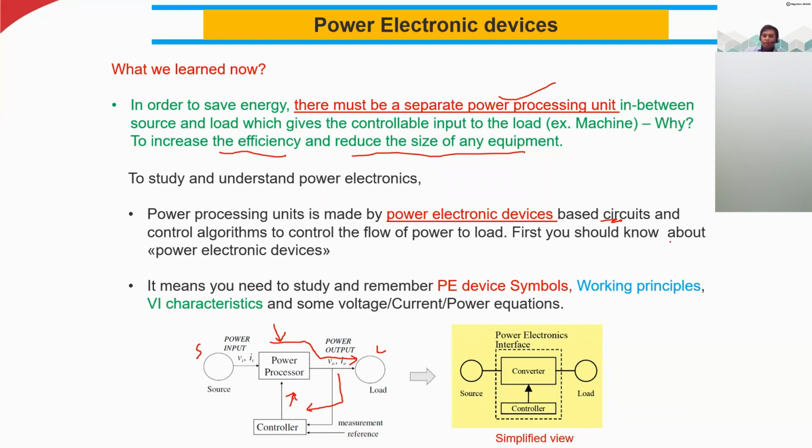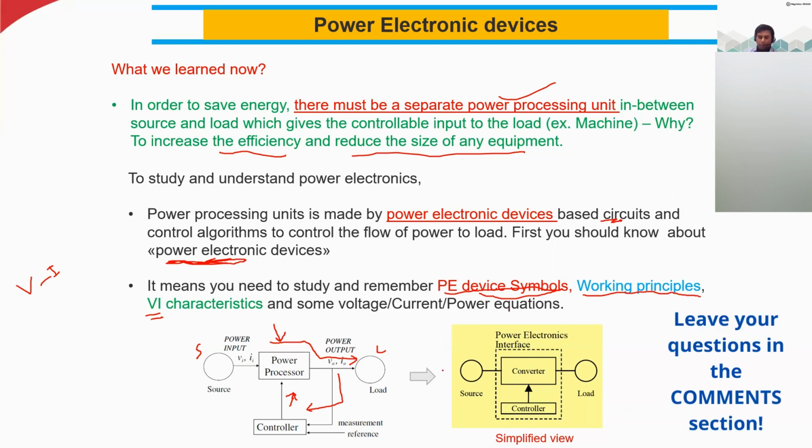First you should know about power electronic devices. What are the different power electronic devices and how can we use them? What are the VI characteristics of such power electronic devices? So you need to study and remember some PE device symbols, the working principles of some PE devices, and their VI characteristics. V means voltage, I means current: voltage and current characteristics of such devices. And of course, some relevant mathematical equations. If you have questions, you can come up with a question anytime.